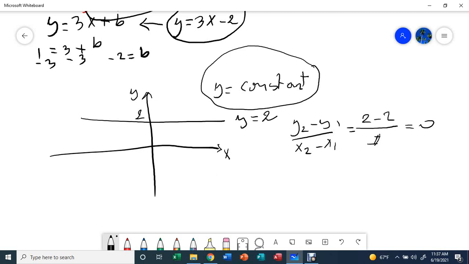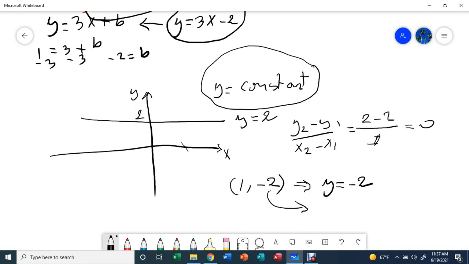So for example, if the question is, find the equation of the horizontal line that passes through the point (1, -2), you don't have to worry about the x coordinate here. Just find the y coordinate, and that's your equation. y equals -2. x can be anything.